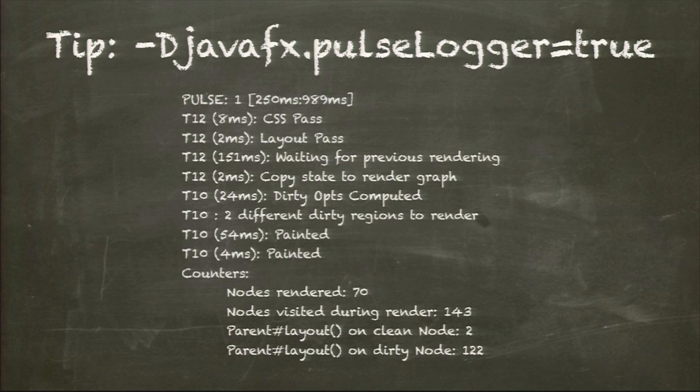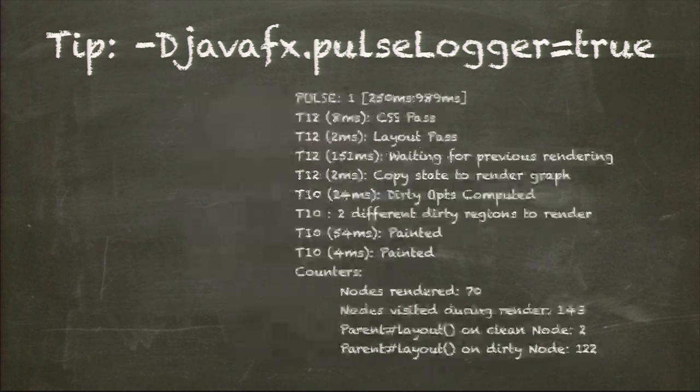And this is a single pulse. Now in JavaFX, we have a pulse that occurs 60 times a second if you're doing a lot of animations. Or if you have a lot of animations but everything's slow, then you'll get a pulse as frequently as you can. And if you're not really doing a whole lot, you'll get pulses intermittently, only when needed. During the pulse, we do CSS, we do layout, we kick off a drawing and everything else. The pulse logger is going to log all sorts of different things that occur during a pulse.